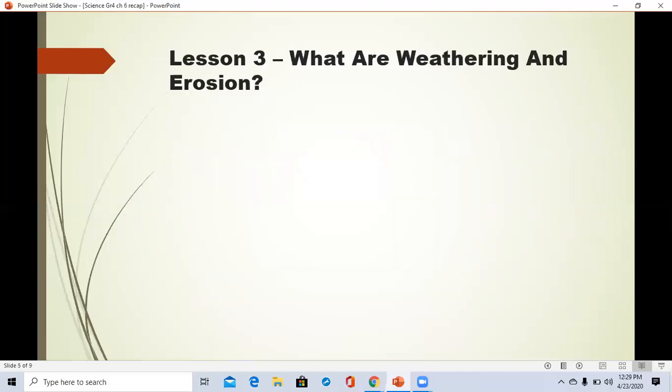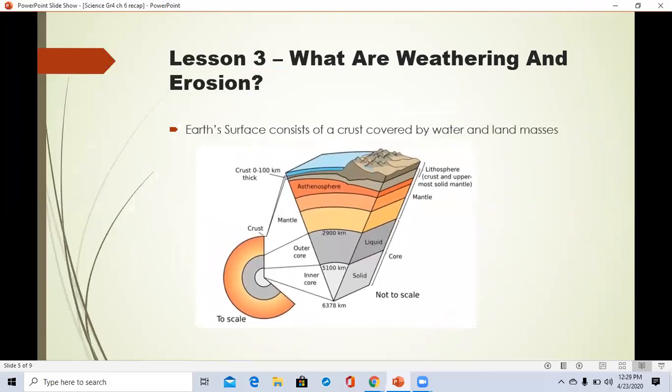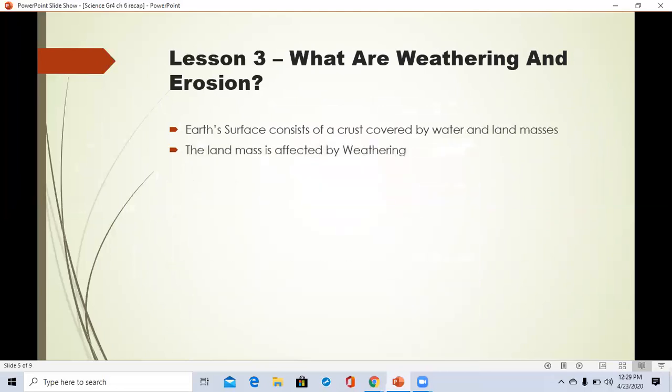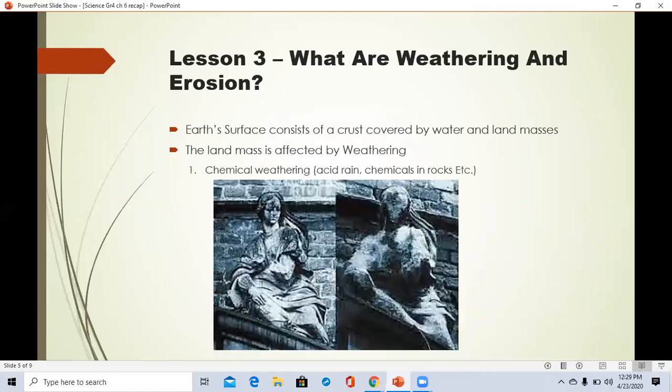So lesson number 3, what is weathering and erosion? Earth's surface consists of a crust that is flooded by water. So land masses are affected by weathering. You get 2 types of weathering, chemical weathering and physical weathering. Chemical weathering is where acid rain and chemicals in rocks change their composition due to water that flows on top of them.